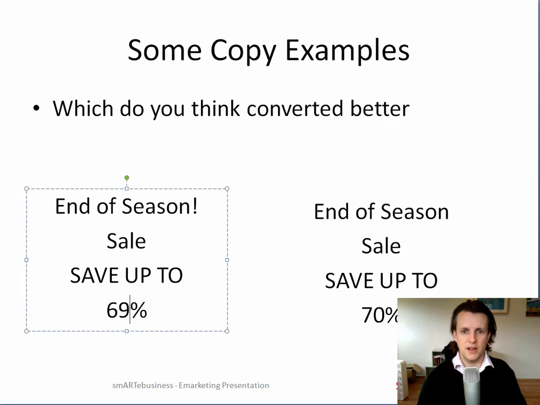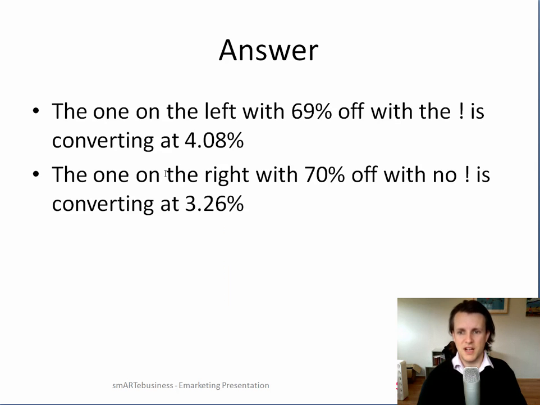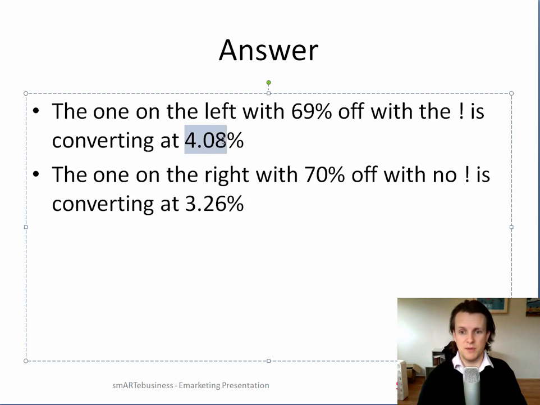So, moving on to the next slide. The one with the 69% converted at 4.808%, and the one at 70% converted at 3.26%. And so you can just see it, just a small tiny change has made a big difference in conversion. Now, the reason why is usually strange odd numbers that stand out convert better than the normal one.